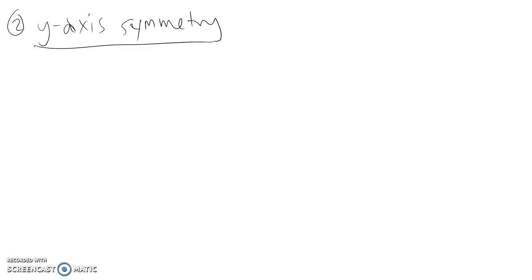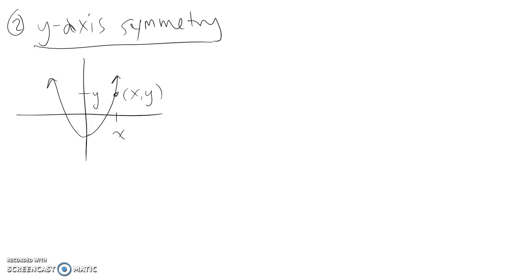The second type of symmetry is y-axis symmetry. If we draw a parabola as such, and we call this x and this y, then we have a point at x comma y that's on the parabola, but it's symmetric to the y-axis, and we'll have a point at the same y coordinate, but this time opposite of x.